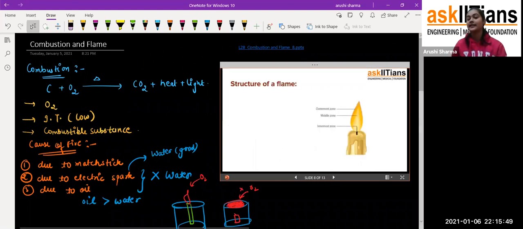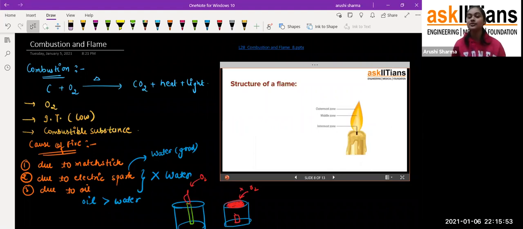As I have told you, the flame of the kitchen stove is blue in color because it is undergoing complete combustion, which means it is getting a proper supply of oxygen. The outermost zone of the candle is getting all of the oxygen and undergoing complete combustion, due to which it is the hottest part and shows the blue color.